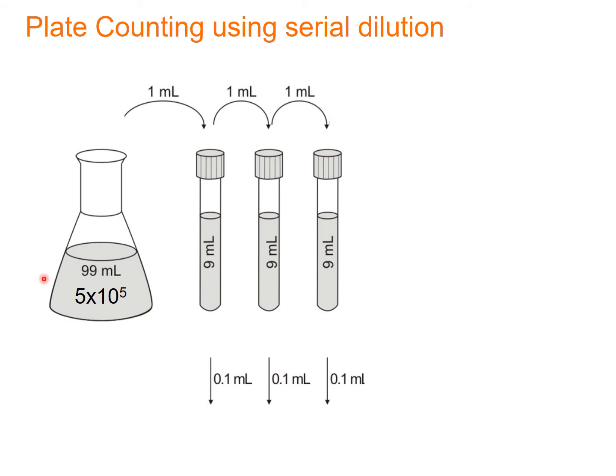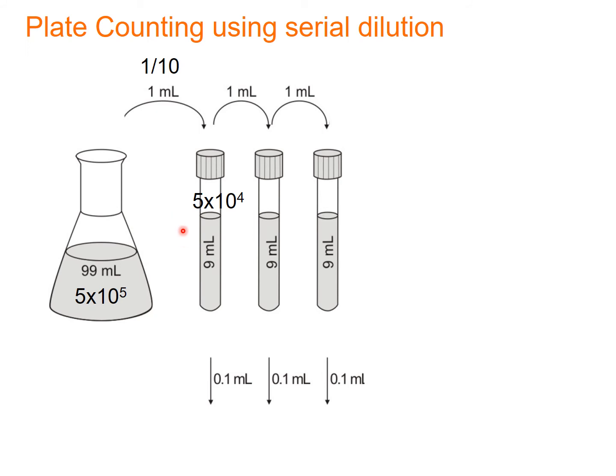So I can do a serial dilution by taking 1 milliliter of this stock, or our harvested water sample, and putting it in a tube with 9 milliliters of distilled water, thus doing a 1 to 10 dilution so that my concentration of bacteria is tenfold less than we started with, meaning that every milliliter of water in this test tube contains 5 times 10 to the 4th, or 50,000 colony-forming units.